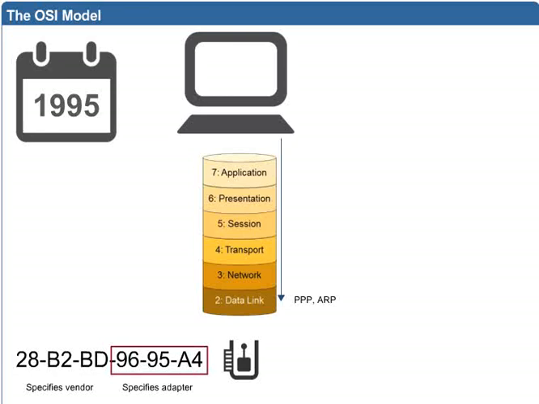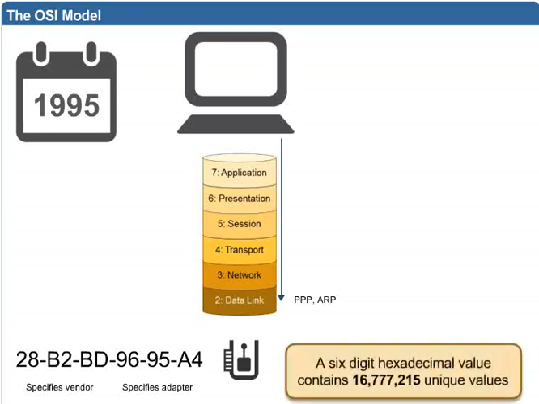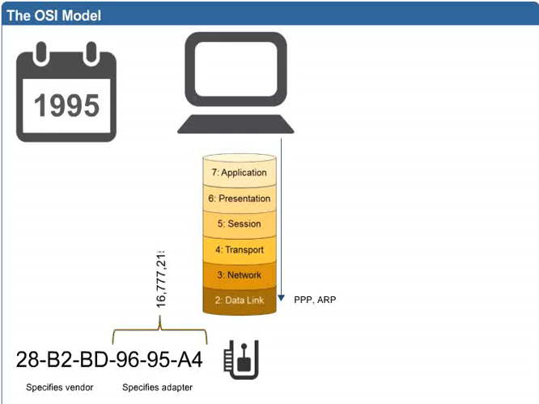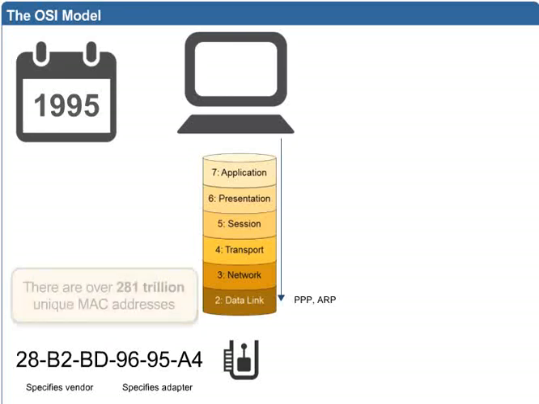In case you're curious, a 6-digit hexadecimal value is the equivalent of 16,777,215 unique decimal values. That means there are enough unique MAC addresses for over 16 million adapters from over 16 million network adapter vendors. Or more simply, there are over 281 trillion unique MAC addresses available.